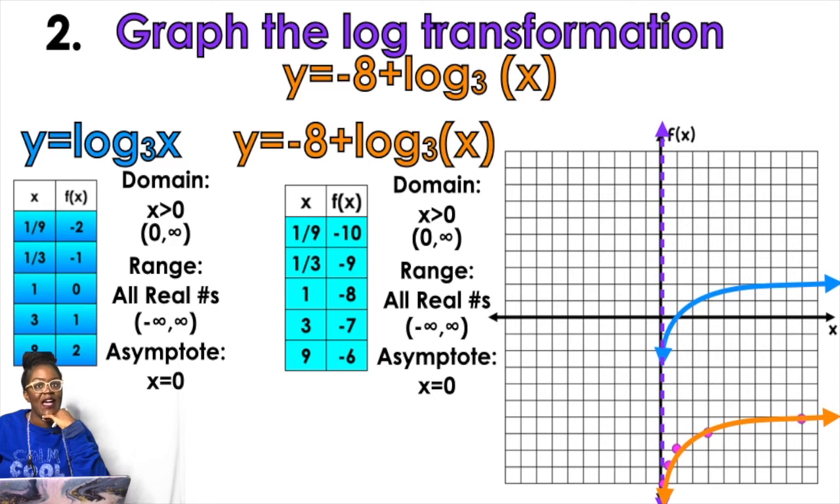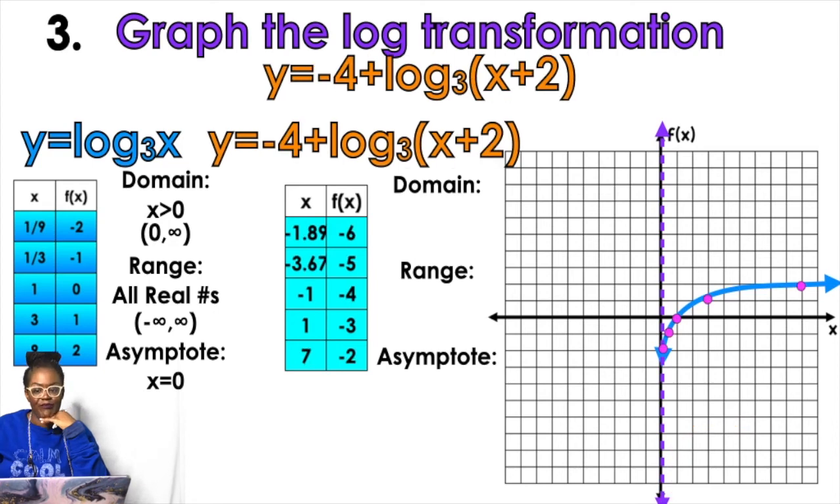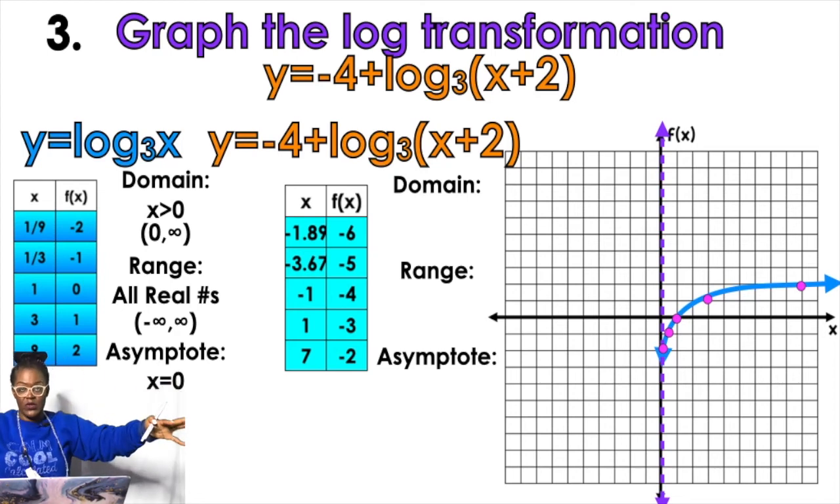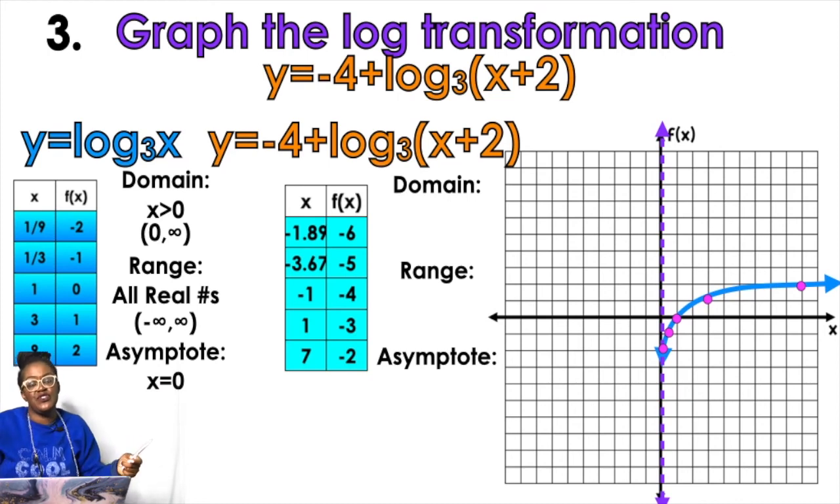All right, last one. Same thing. I skipped a step though. The step that I skipped was graphing the exponential and then doing the inverse, because it's the same parent function, it's log base 3. So I already had the information for log base 3, right? So what I'm gonna go ahead and do now is switch to what this transformation is. So let's look at that equation, y equals negative 4 plus log base 3 of x plus 2.